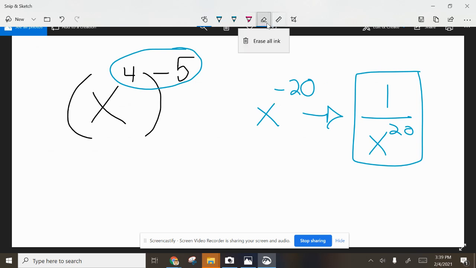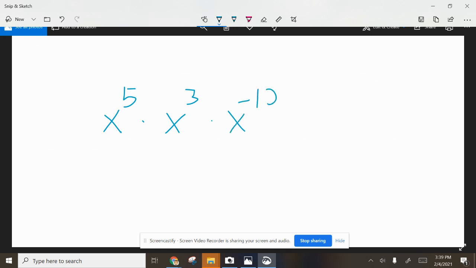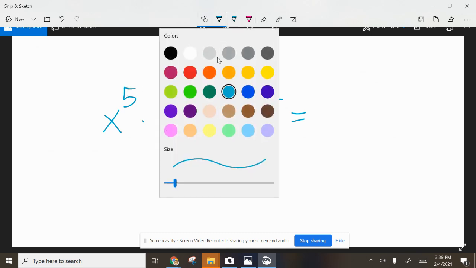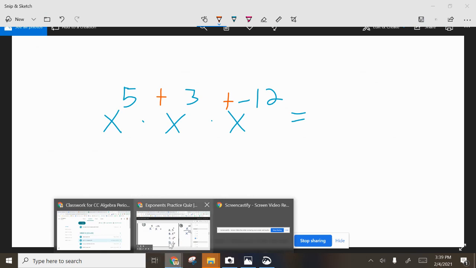All right, let's do some more practice ones here. This one gets a little tricky too when you have like x to the 5th times x to the 3rd times x to the -12. All right, let's say you have this, okay? What I was saying earlier, and I even put it on the test itself, I would like you to go ahead and use your calculator to figure these out, all right?